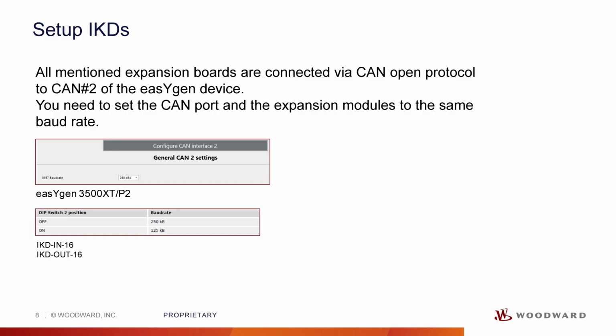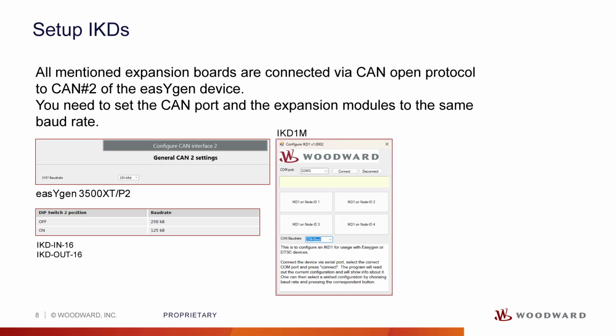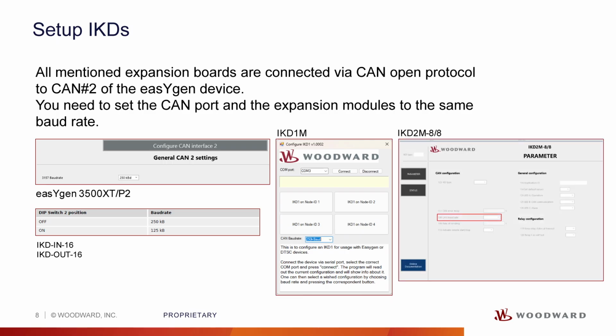The IKD IN16 and IKD OUT16 modules are easily configured using dip switches. No software is required, making setup quick and straightforward. For the IKD1M module, configuration is done using the Configure IKD tool, providing a simple and intuitive software-based setup process. The IKD2M88 module, on the other hand, is configured using the Toolkit software. This advanced tool allows for precise and flexible configuration to meet your system's specific needs.